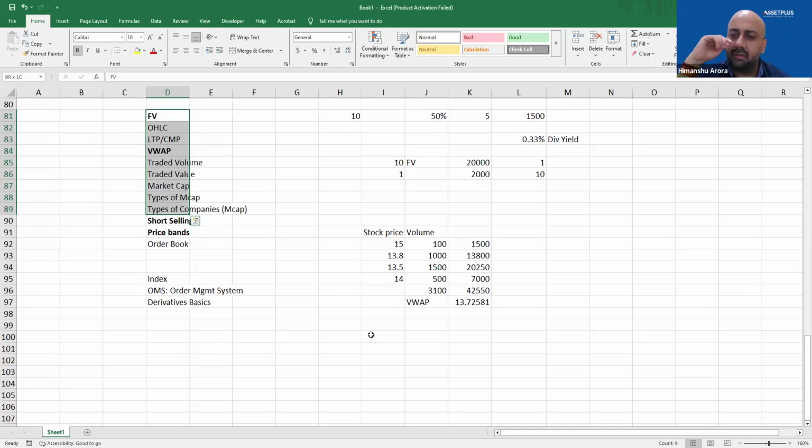VWAP is for the daily basis. So tomorrow there will be a new VWAP. It's a intraday data.